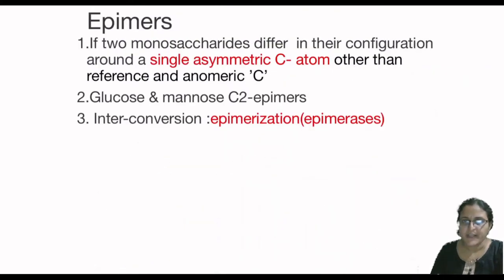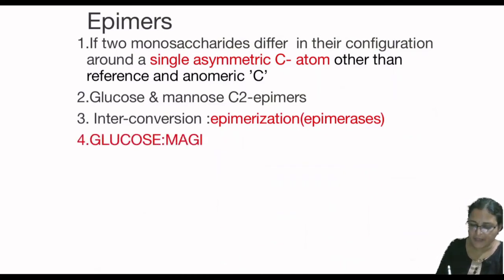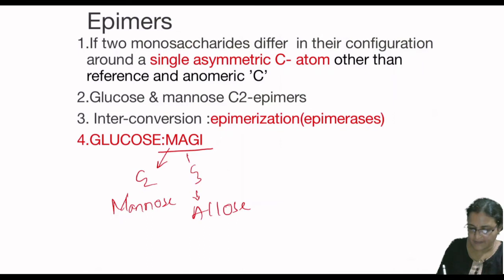Now different epimers of glucose can be memorized with the help of a trick, Maggie. M for mannose at C2 epimer, the C3 epimer is alloge, C4 epimer is, I have told, galactose, and C5 epimer is iodoge.